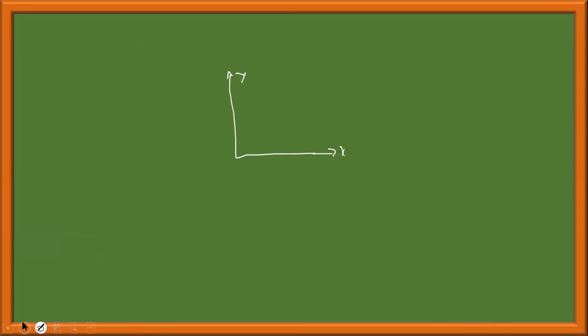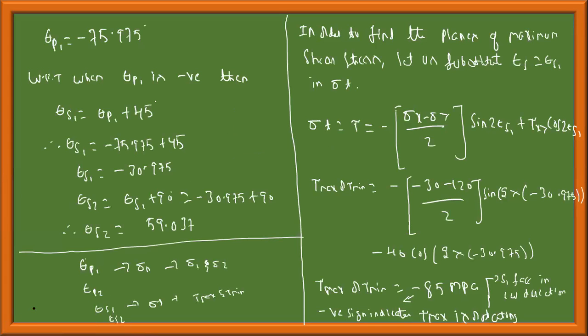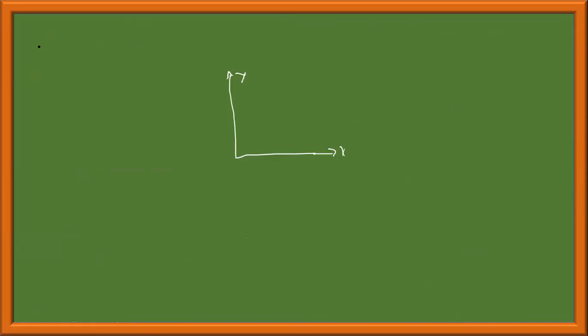Okay. Next, theta S1. One more thing we should find: sigma average, which is equal to sigma x plus sigma y by 2, which is equal to minus 30 plus 120 by 2. Therefore, sigma average is equal to 45 MPa.